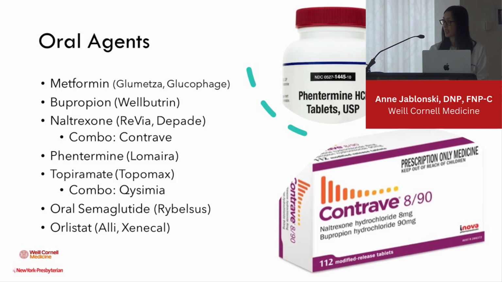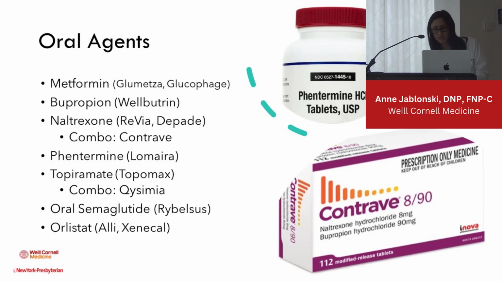Topiramate or Topamax is a headache medication that's been around since the late 90s, but it has been shown to be effective as an appetite suppressant, especially for those who tend to snack or eat at night. It causes drowsiness, so it should be taken right before you go to bed. And there's a combination of phentermine and topiramate, and it's called Qsymia.